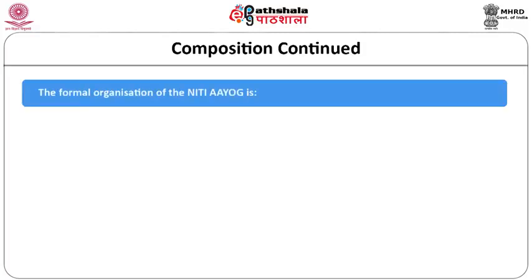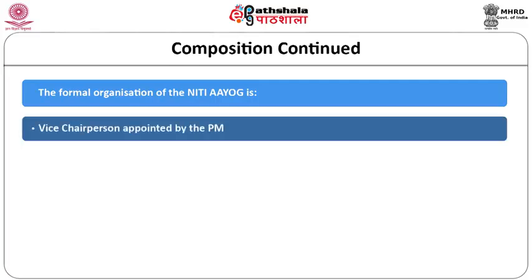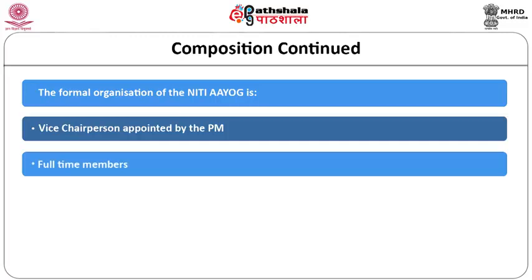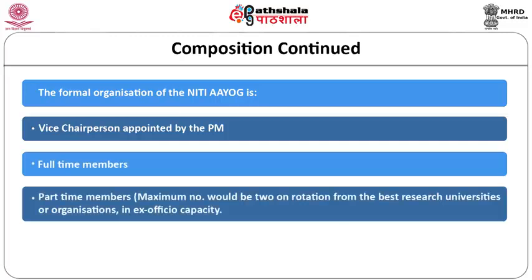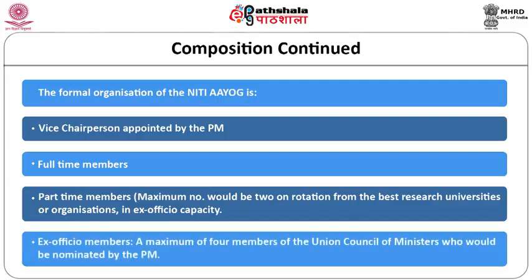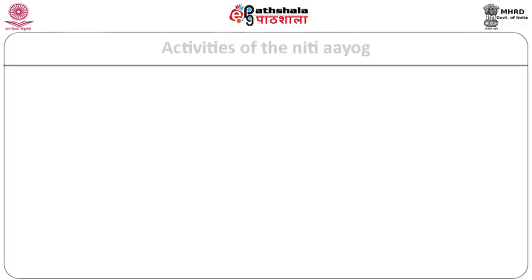The formal organization of Niti Aayog is a vice chairperson appointed by the Prime Minister, full-time members, and part-time members, a maximum number of 2 on rotation from the best research universities or organizations. Ex officio members, a maximum of 4 members of the Union Council of Ministers, would be nominated by the Prime Minister. Activities of the Niti Aayog.